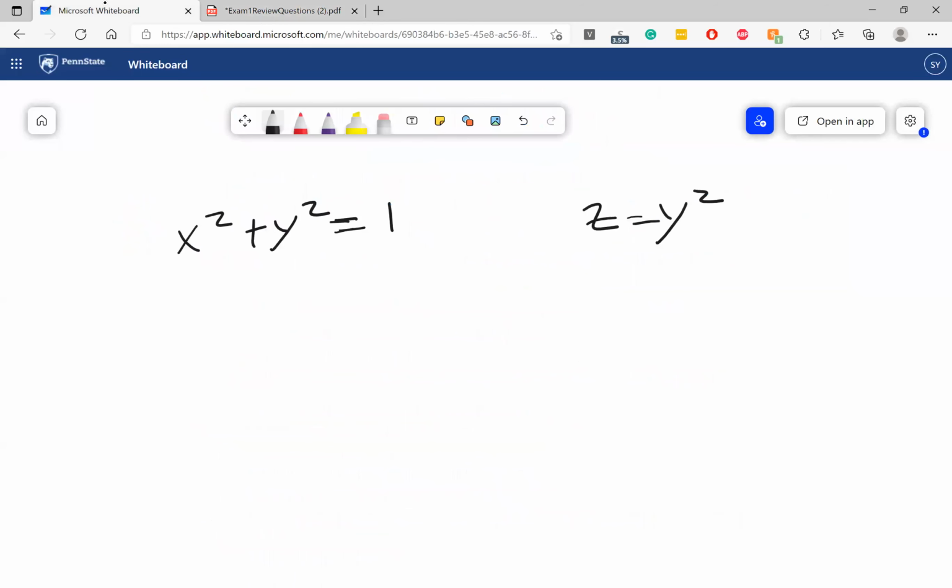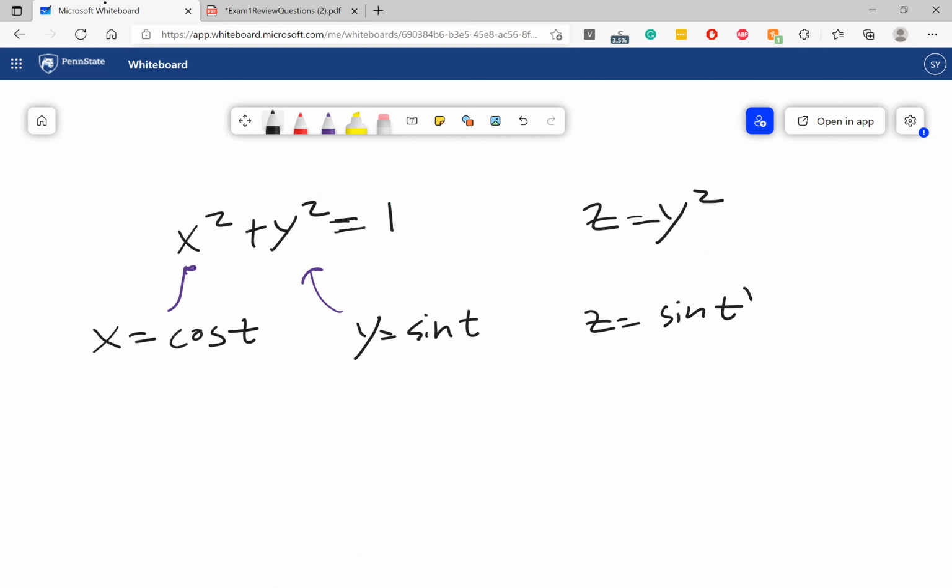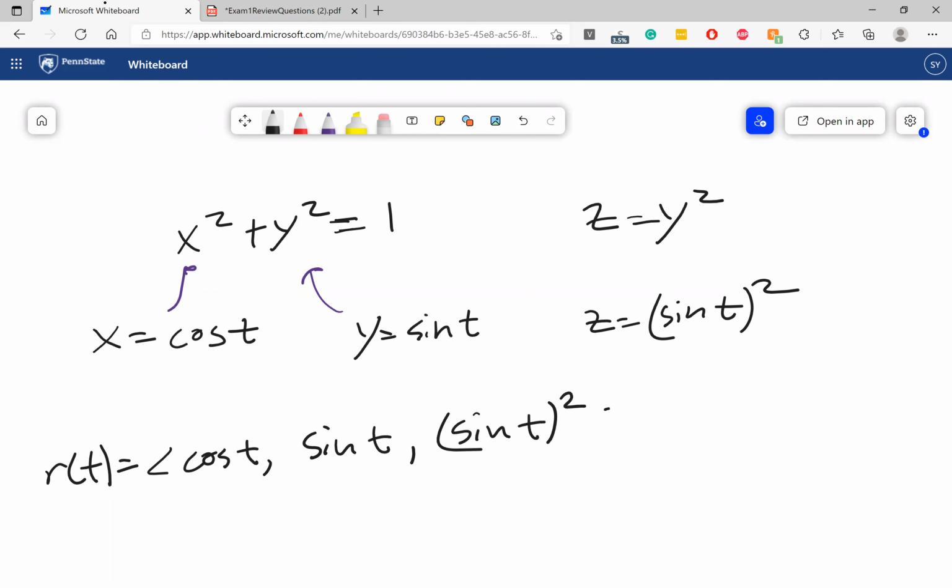So when we have this, I can take x to be cosine of t, right? I want this in terms of one variable. If I take x to be cosine of t, and I take y to be sine of t, then if I plug them in here, we get 1. And then my z is just y squared, which is going to be sine of t squared. So my r of t is going to be cosine of t, sine of t, and sine of t squared.